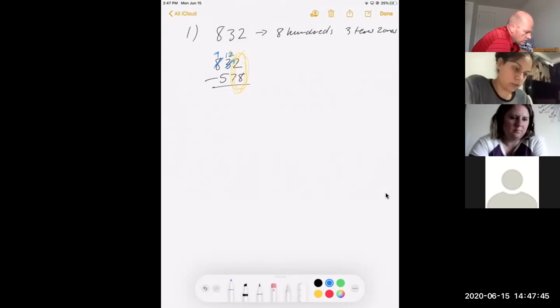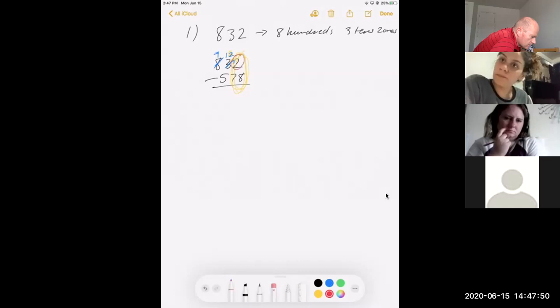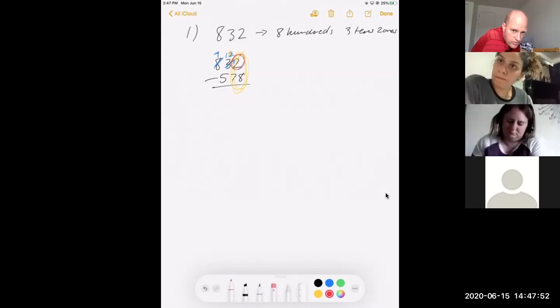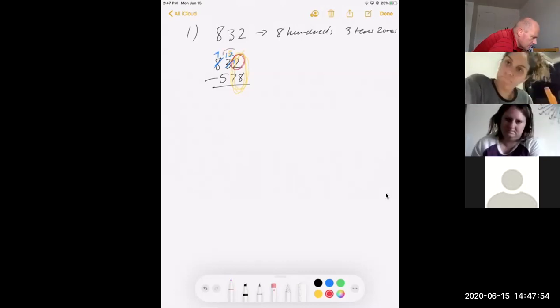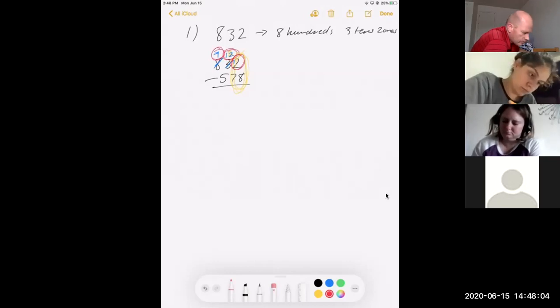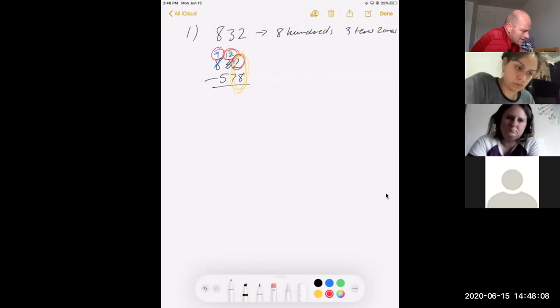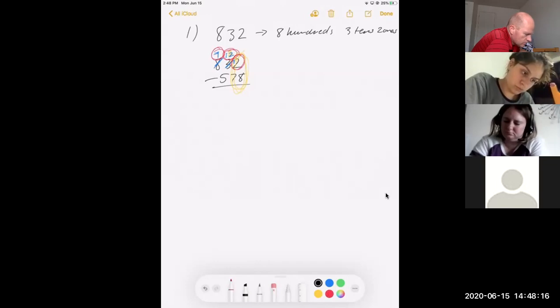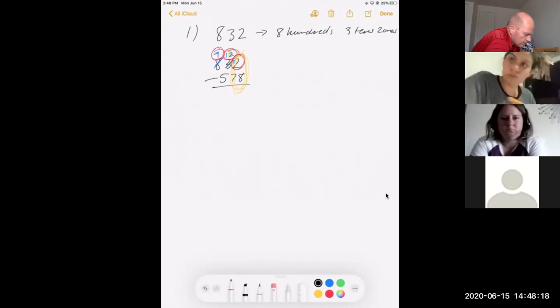Okay. Now, what do we have left? I'm going to circle this in red. In the ones place, I have 12 ones. In the tens place, I have 12 tens. And in the hundreds place, I have 7 hundreds. So that's what the blanks at the end of the problem are for, for you to write in those numbers. 832 has the same value as 700, 12 tens and 12 ones. They're just grouped in different ways. They're not grouped base 10, they're grouped in a different way.